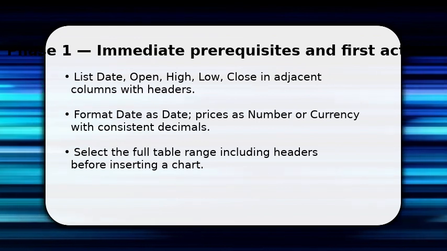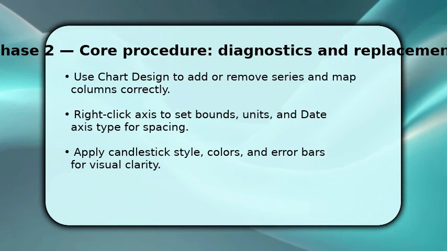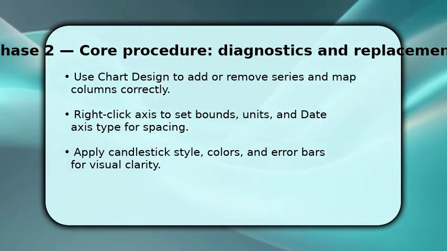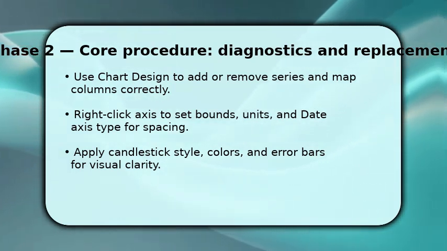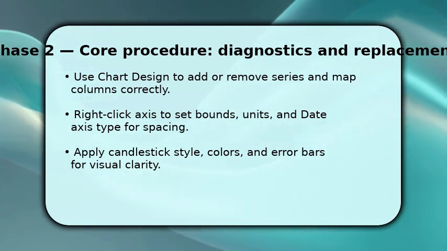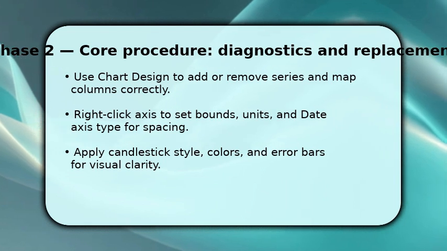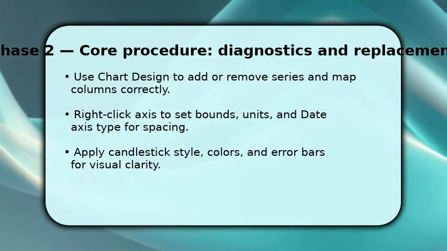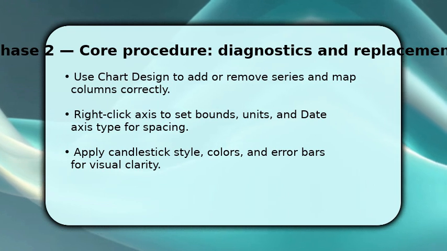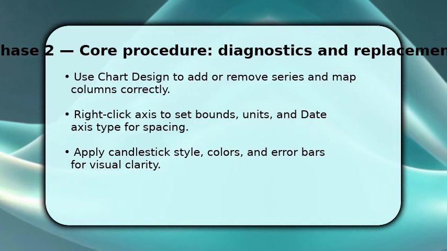Once the raw stock chart appears, refine what each series displays by using Select Data and assigning the correct columns to high, low, open, close. Then format the horizontal axis as a date axis so Excel spaces points by time. Set minimum and maximum to focus on range. Adjust vertical axis bounds and tick intervals to avoid crowding. Finally, switch the series to candlestick to complete the visualization.